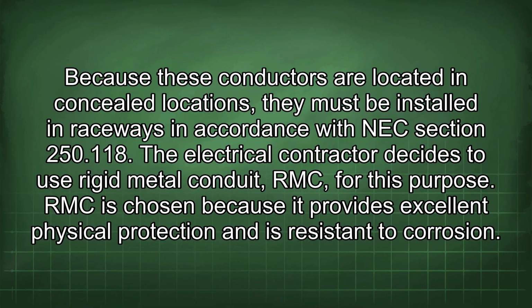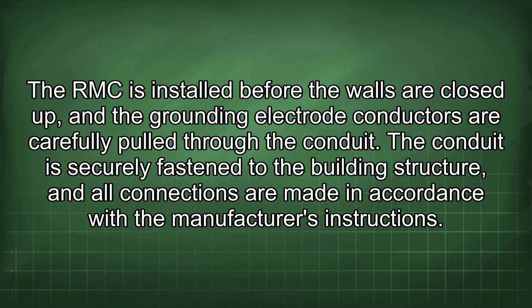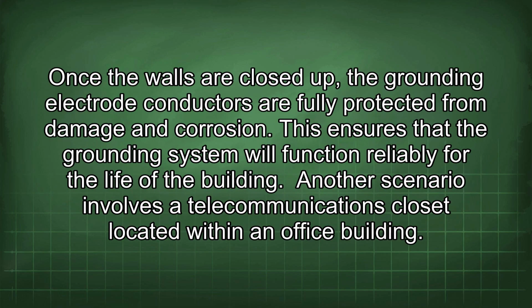RMC is chosen because it provides excellent physical protection and is resistant to corrosion. The RMC is installed before the walls are closed up and the grounding electrode conductors are carefully pulled through the conduit. The conduit is securely fastened to the building structure and all connections are made in accordance with the manufacturer's instructions. Once the walls are closed up, the grounding electrode conductors are fully protected from damage and corrosion. This ensures that the grounding system will function reliably for the life of the building.